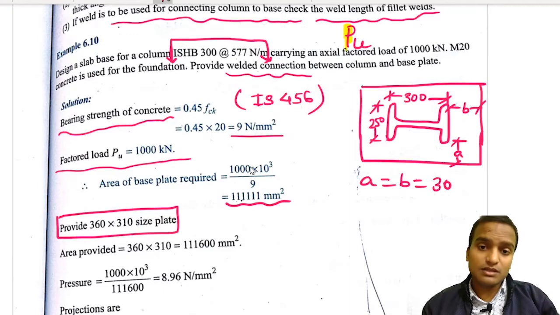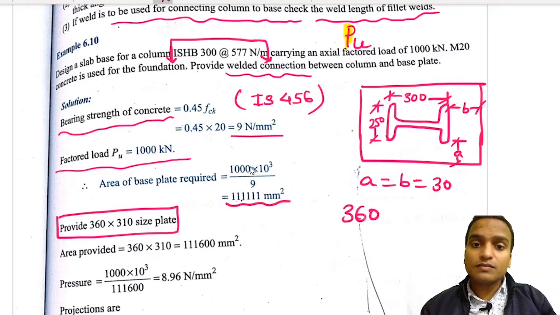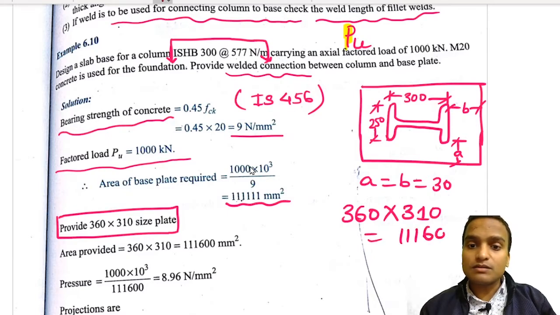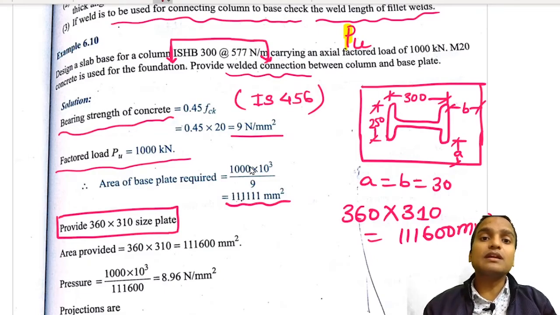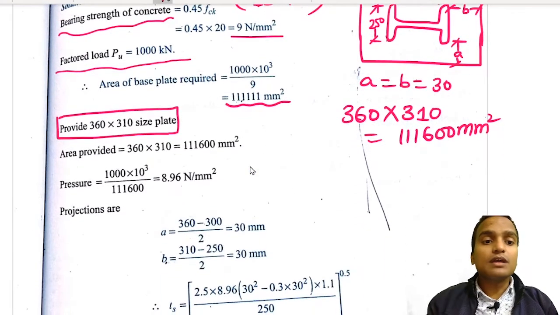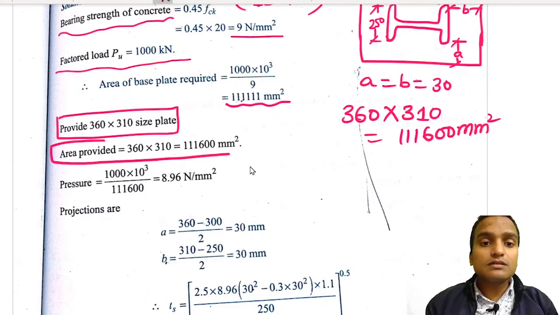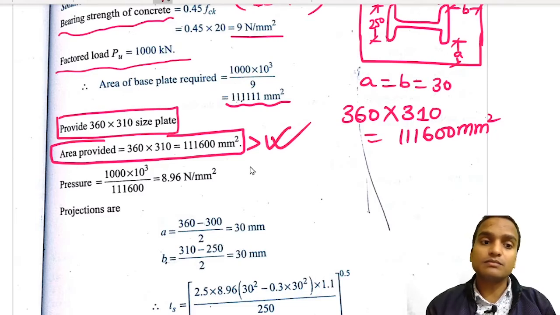Now why we are assuming this? Because when we do this, then the area of plate comes out to be 360 into 310, and when you multiply this, you get 111,600 millimeter square, which is obviously greater than area of base plate required. So this value, area provided, is this, which is greater than area of base plate required. So we can go for this dimension of base plate.